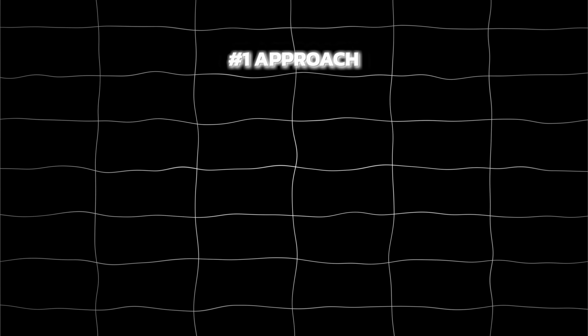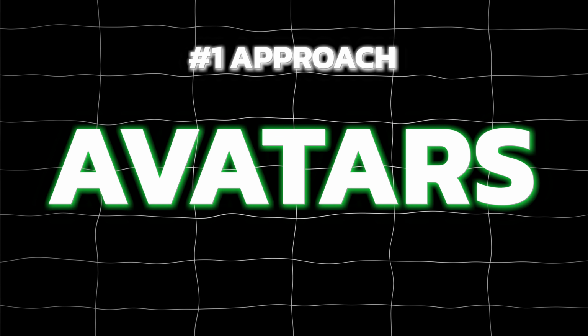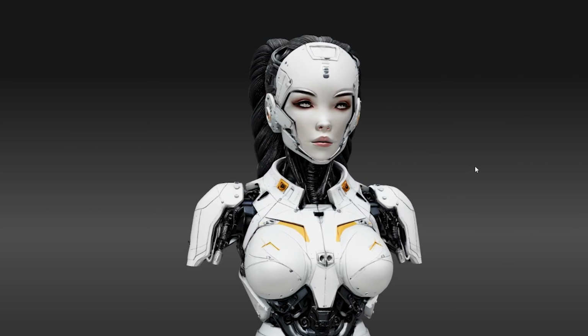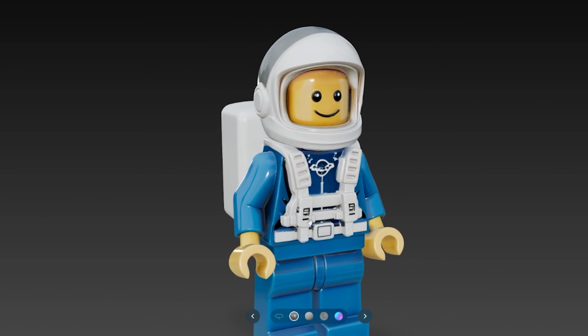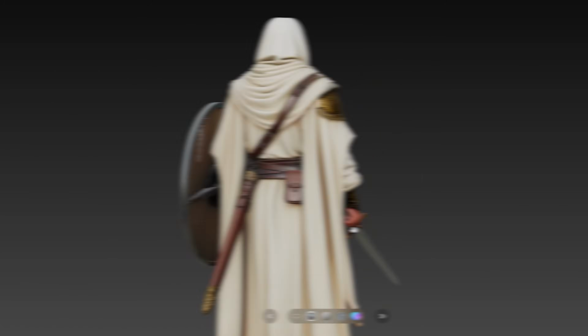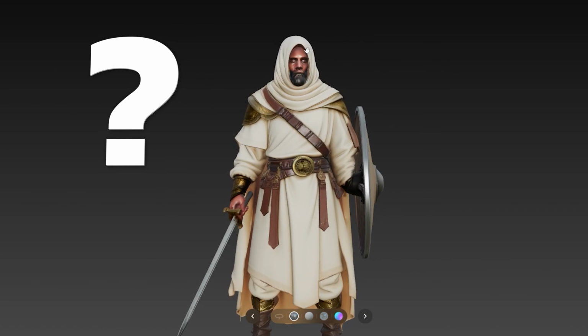Let's get on it. So the first approach I want to talk about is avatars. But hear me out. It's not just about creating avatars with 3D AI. Because yes, you can generate the avatar, but what's next? How to drop it in the game? It's just a static model.